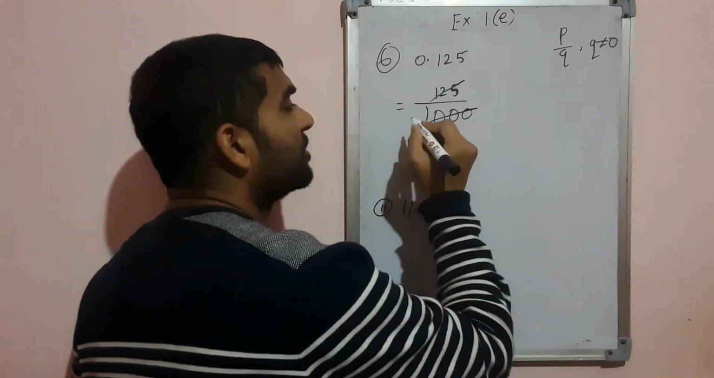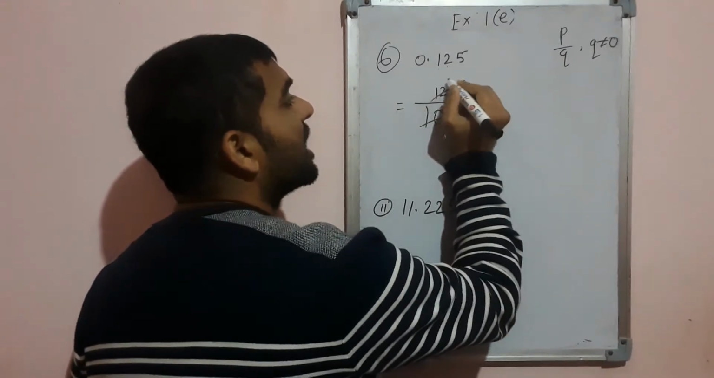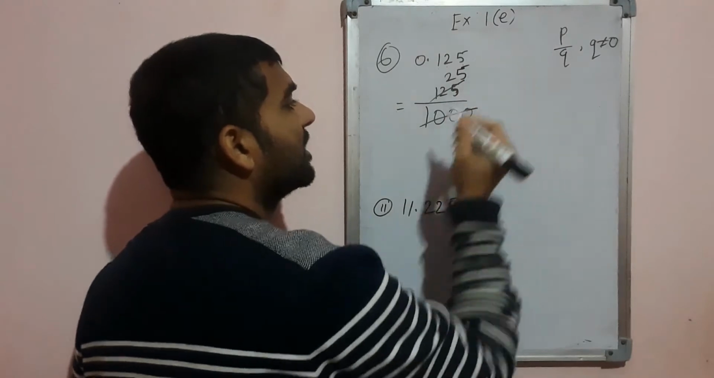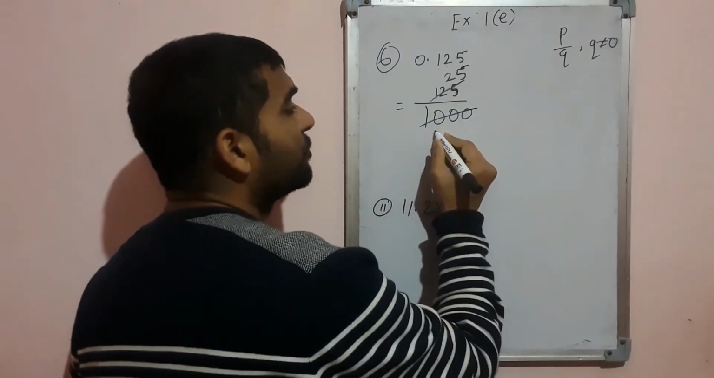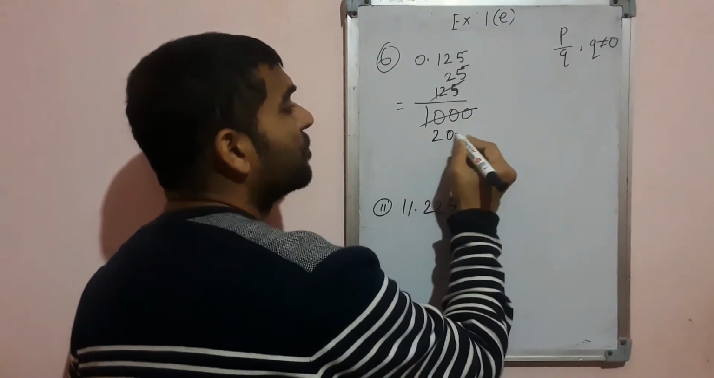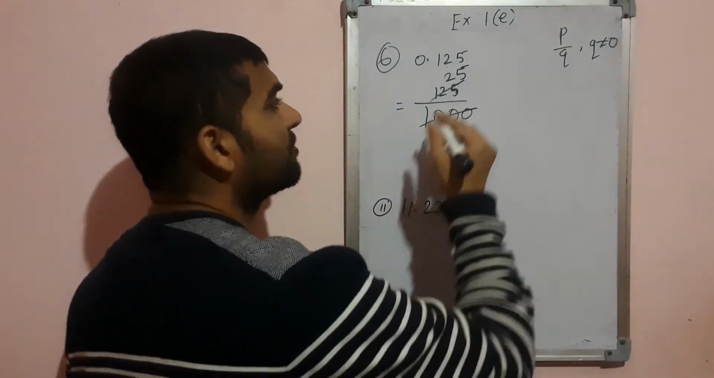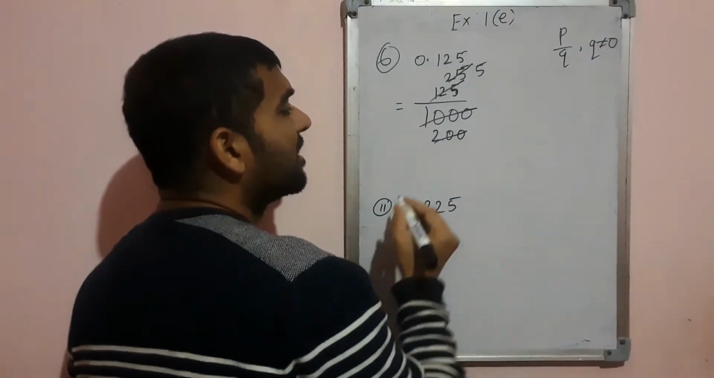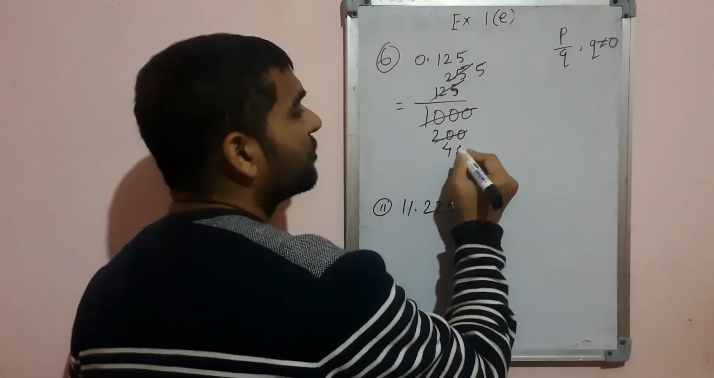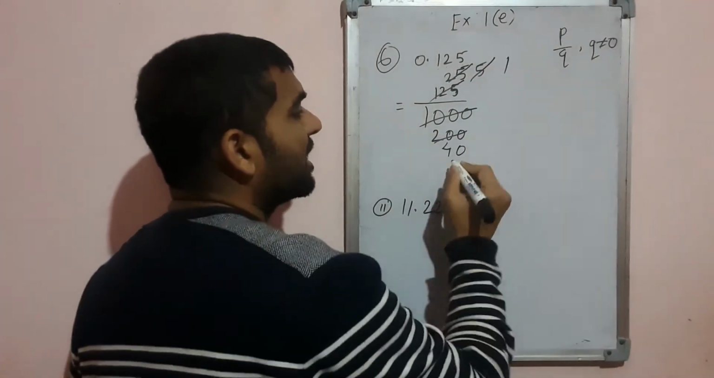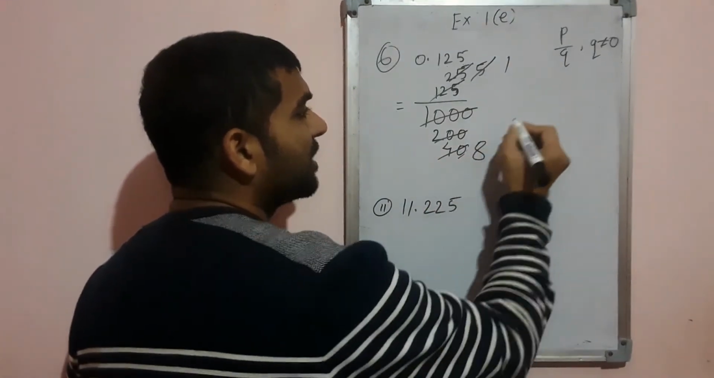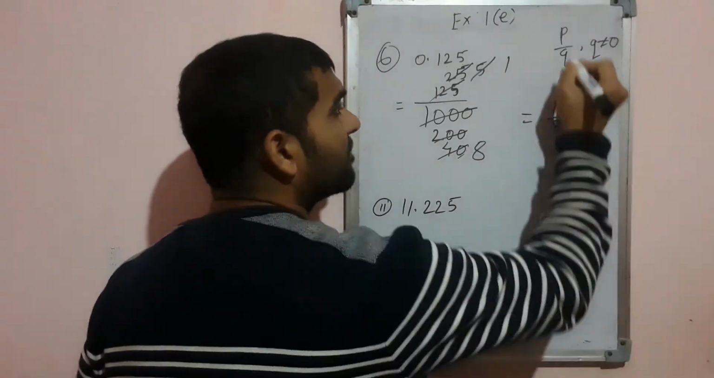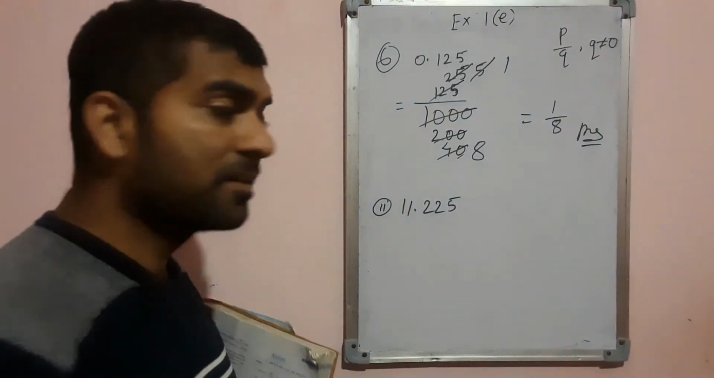Now we start cancelling. Cancel with 5. How much will you get? 5 2s are 10. So 12 minus 10 we get 2, 5. So 25. Then here 5 2s are 10, 0 0. Again cancel with 5. So 5 5s are 25. So here what will we get? 5 4s are 24, 0. Again 5 1. Here 5 8s are 40. So what is your answer? 1 by 8. You got it in p by q form, yes? Rational number.